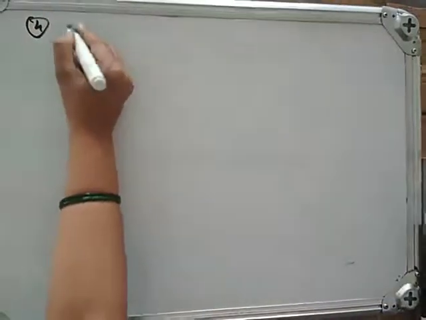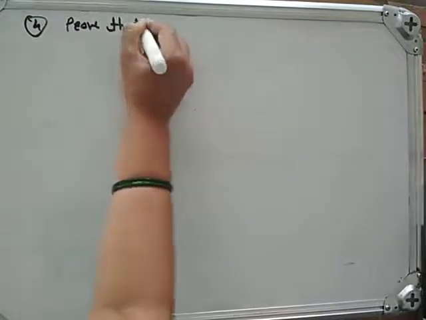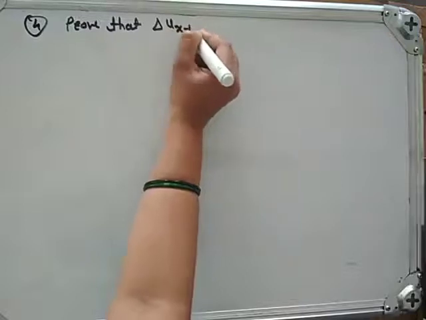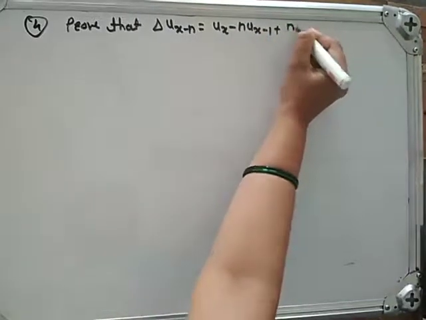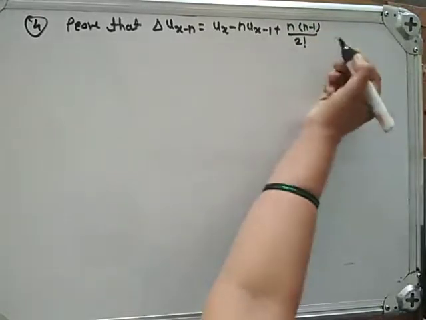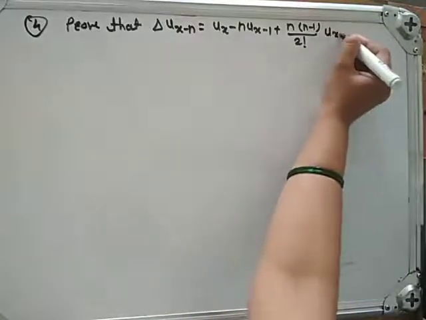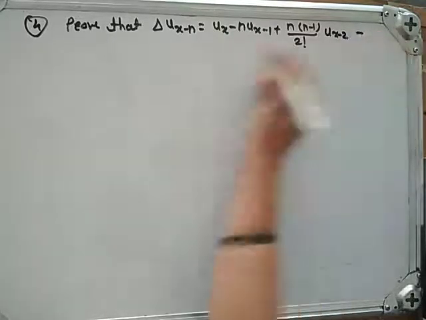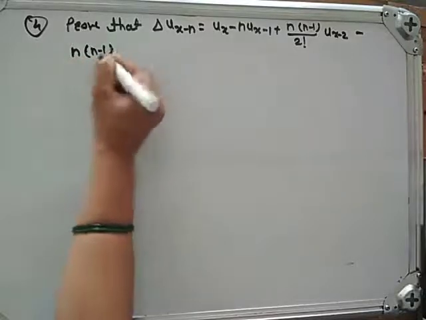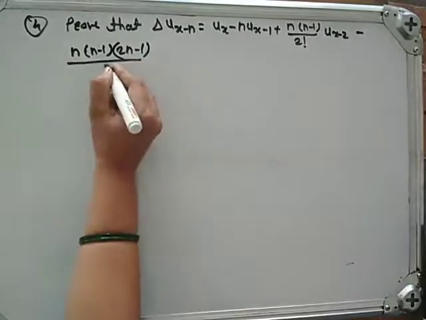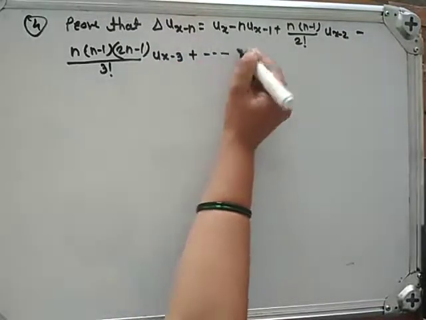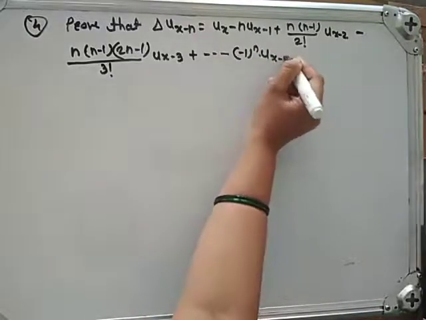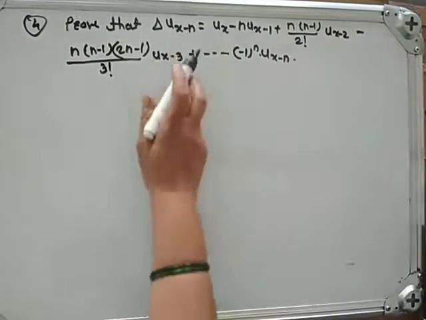Let us take example number 4. That example is: prove that delta to the n of u x minus n is equal to u x minus n into u x minus 1 plus n into n minus 1 upon 2 factorial u x minus 2 minus n into n minus 1 into n minus 2 upon 3 factorial u x minus 3 plus and so on up to minus 1 raised to n u x minus n. Okay, we have to prove this.